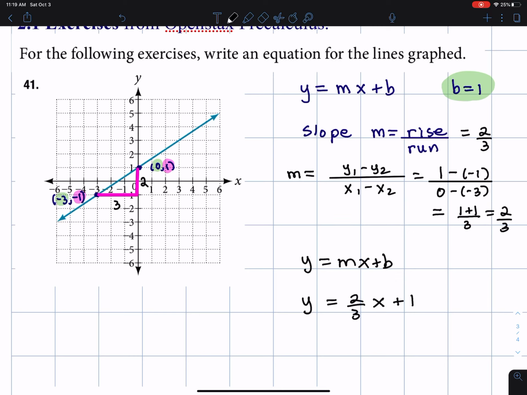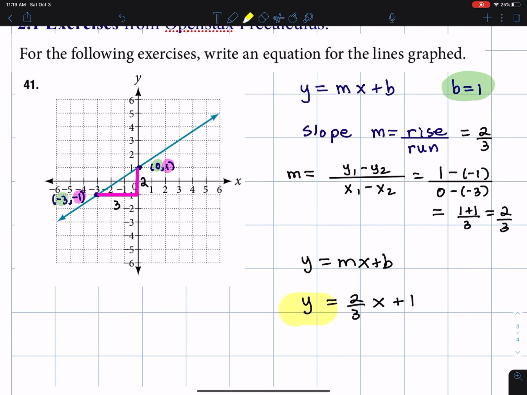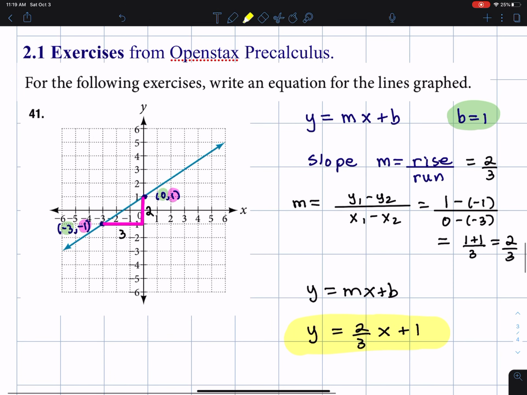And to find the slope, I did it by looking at the picture, and I did it by using the formula of rise over run, where I plot points. I put points into a formula. That's our answer. Section 2.1, number 41, Openstax Precalculus.